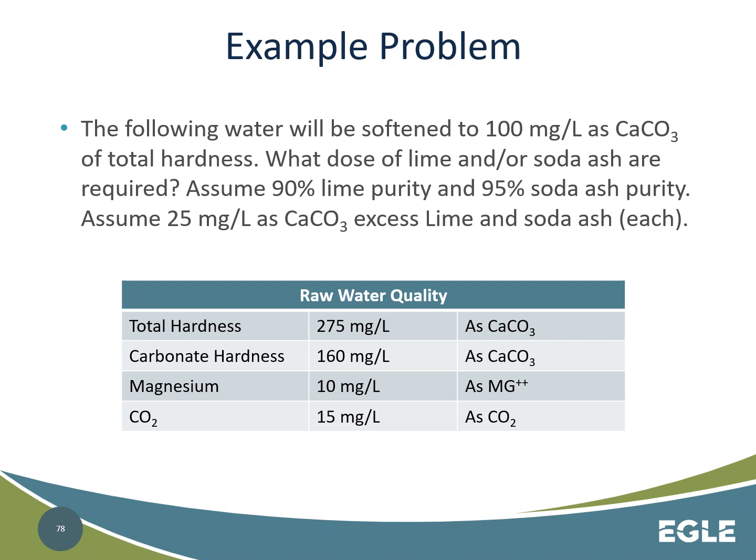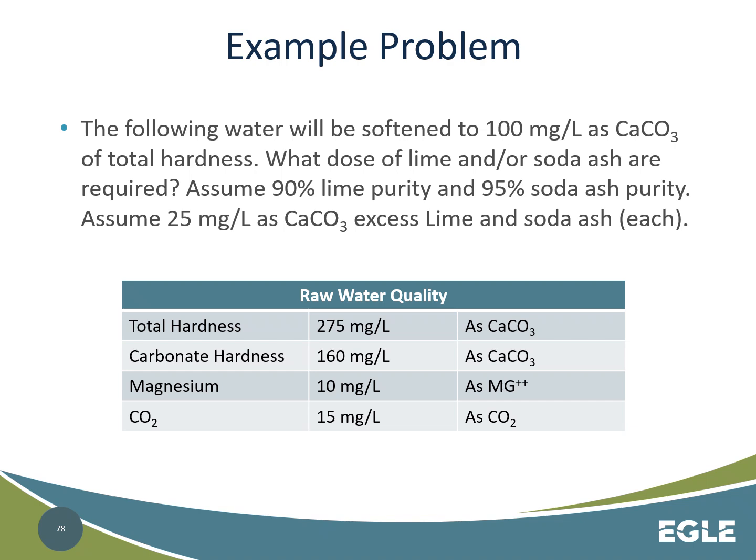Alright, there is a lot going on here. Let's go back to using our steps and walking slowly through the problem. Step 1 is to make sure all our units are in milligrams per liter as calcium carbonate. I can see that magnesium and CO2 are not, so we will need to convert those. Step 2 is to calculate total hardness, carbonate hardness, and non-carbonate hardness, and any other unknowns.